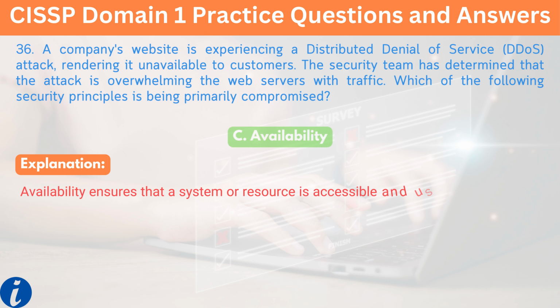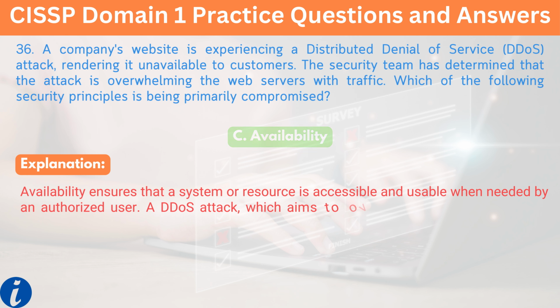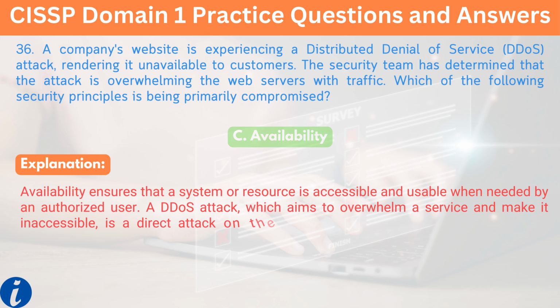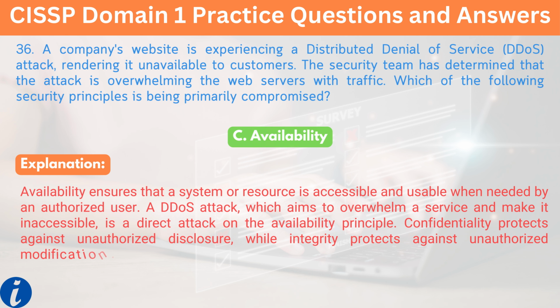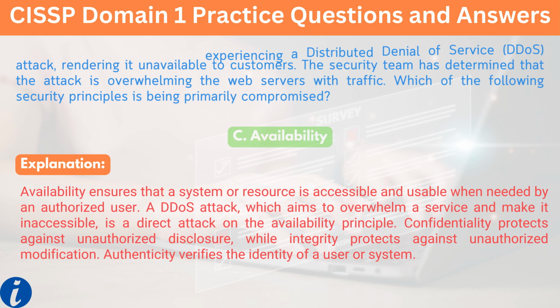Availability. Explanation. Availability ensures that a system or resource is accessible and usable when needed by an authorized user. A DDoS attack, which aims to overwhelm a service and make it inaccessible, is a direct attack on the availability principle. Confidentiality protects against unauthorized disclosure, while integrity protects against unauthorized modification. Authenticity verifies the identity of a user or system.